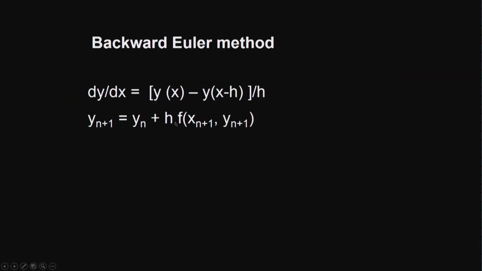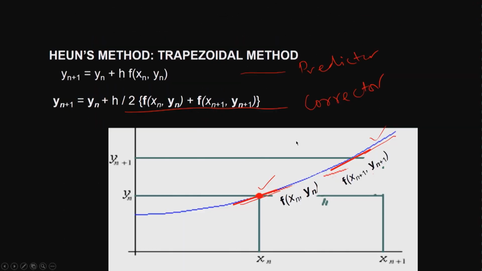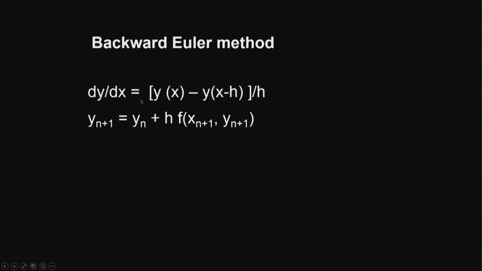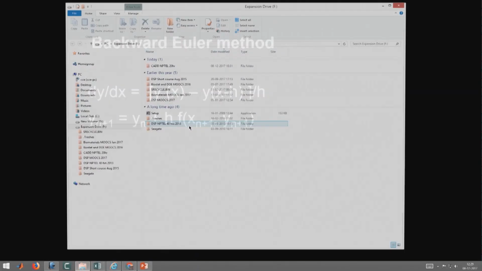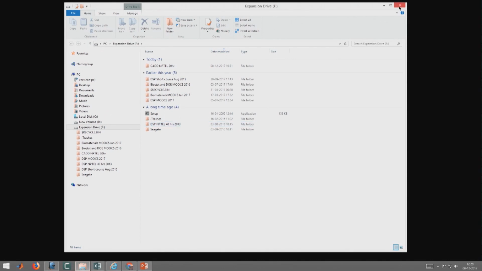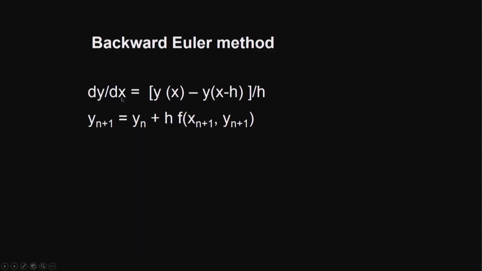Then we also have the backward Euler's method, just like the backward differentiation method. As you can see, dy by dx is equal to y(x) minus y(x minus h) over h. So instead of taking x plus h, you are taking x minus h, and then you calculate yn plus 1. So you take the differential from the previous point and then use that for your yn plus 1.